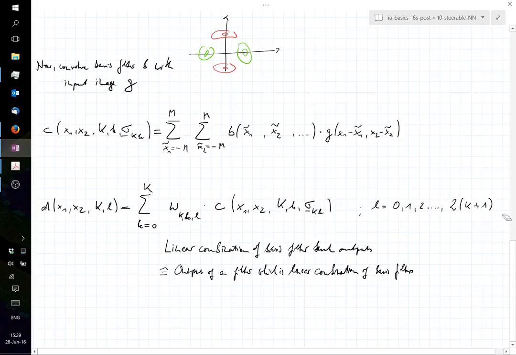Sorry, if I start at 0, this formula is wrong. The formula is correct only if I start at 1. So I should have 2k plus 1 without the parentheses. But the question is now, how about the steerability? Where in this equation does it come in?